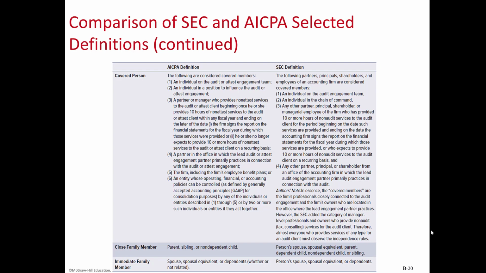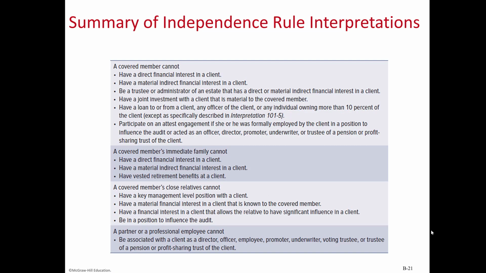And we continue with our comparison of the SEC and AICPA as to what is considered a covered person, a close family member, or an immediate family member. And now you have a nice visualization of the summary of the independence rules and their interpretations. What a covered member cannot do, what a covered member's immediate family cannot do, and what a covered member's close relatives cannot do. And more importantly, what a partner or a professional employee cannot undertake.